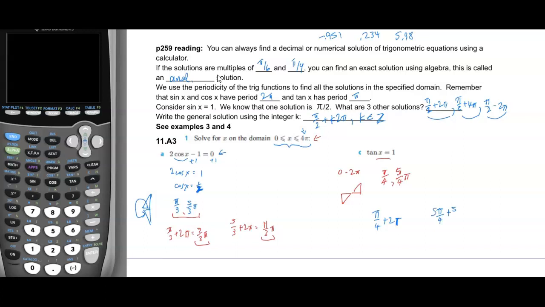So pi over 4 plus 8/4 pi would be 9/4 pi. And 5/4 pi plus 8/4 pi would be 13/4 pi. So we would have these original two solutions and these two new solutions. Those would be the four solutions for 0 to 4 pi. And that's it for page 1 and 2.